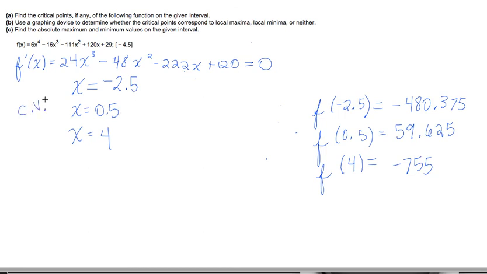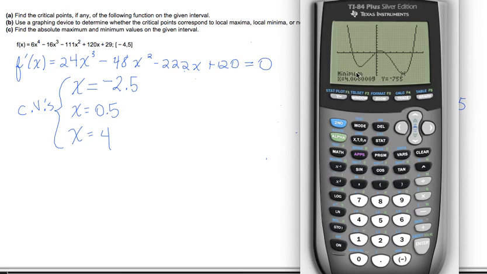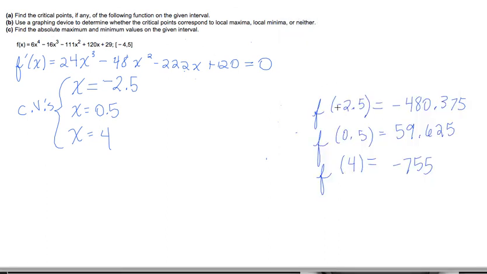So you would enter those in. Then it's going to ask for part B whether each critical point corresponds to a max, min, or neither, which you can just read straight off the graph. Those two are minimums. This one's a max. And then find the absolute min and max values on the given interval. So that's where you compare y values to see what is the single highest y value for your absolute max and your single lowest y value for your absolute min.